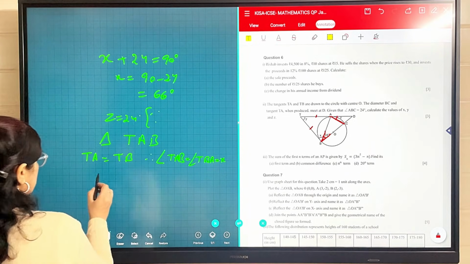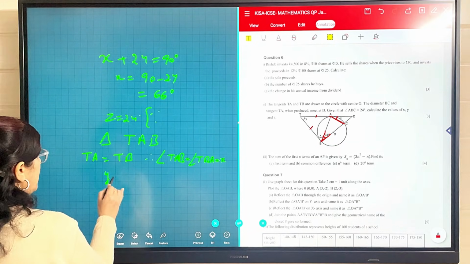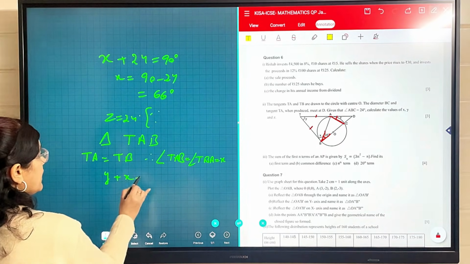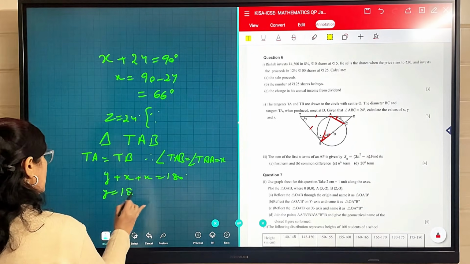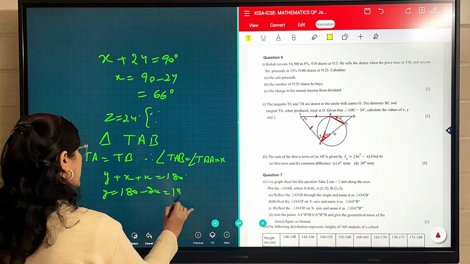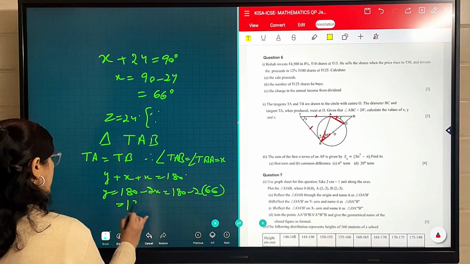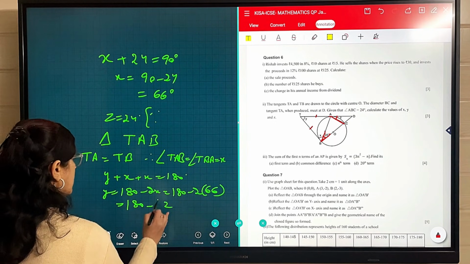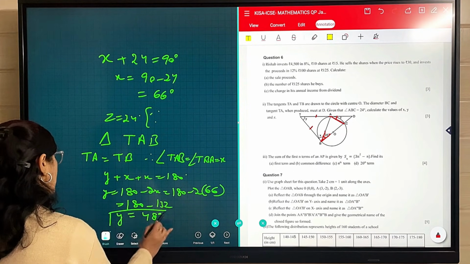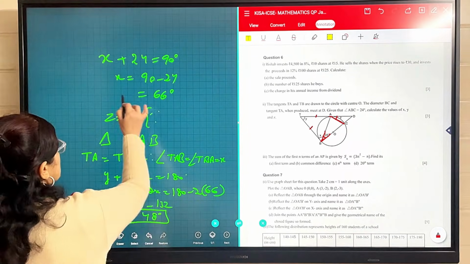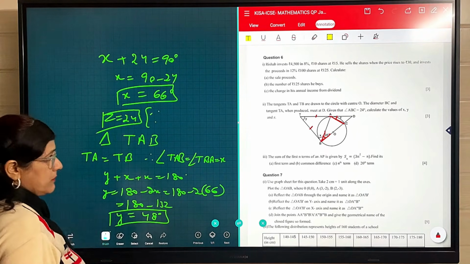So now, by the angle sum property, this angle Y plus this angle X and X is equal to 180 degrees. It means Y is equal to 180 minus 2X. So 180 minus 2X, where the value of X is 66, we have already calculated. So 180 minus 132 means 48 degrees is the value of Y. So X is 66 degrees, Y is 48 and Z is 24 degrees.